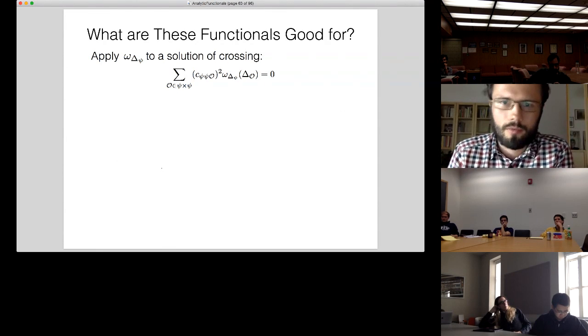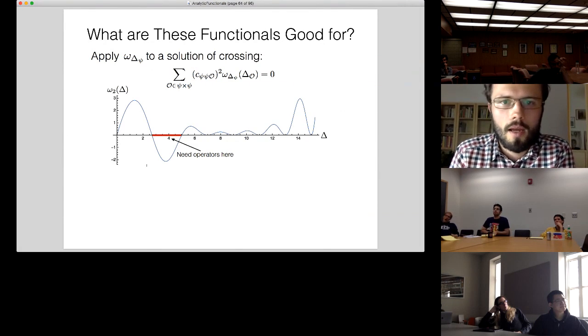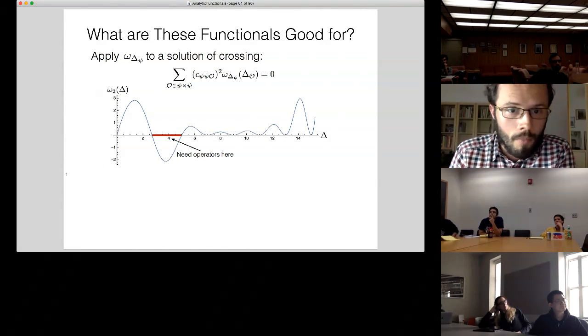This equation is trivially satisfied when the theory corresponds to the generalized free fermion, because the spectrum lies in zeros of the functional, but the equation gives you some non-trivial constraint on all other solutions to crossing. So it's interesting to understand what this constraint is. Of course, at a completely naive, simplest level, when we plot the functional, this equation just tells you that if the theory is unitary, we must include some operators in the red region. Okay, this is not as interesting as what I'm going to show you later.